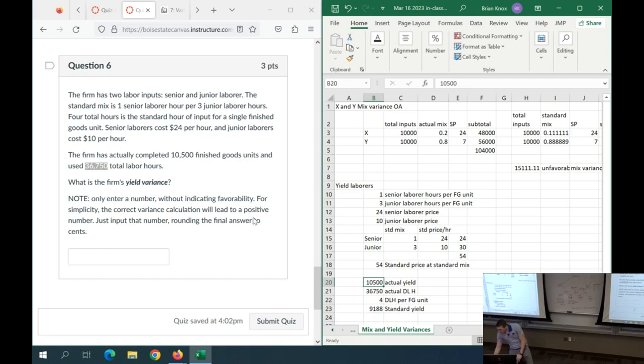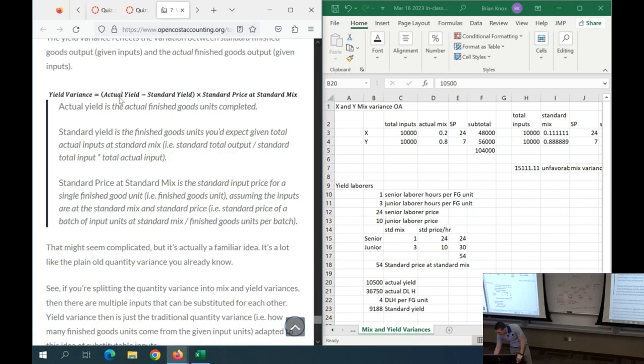So when we do the equation, we take actual yield here, 10,500, minus the standard yield of 9,188. It's going to be positive inside here, and that'll mean the yield variance will be positive. And unlike all the rest of the variances, that's going to be a favorable variance. The yield is weird. It almost is spelled the same, just change some letters around. Yield is weird. It has the reverse in terms of favorability. And hopefully I got that correctly into all the questions.